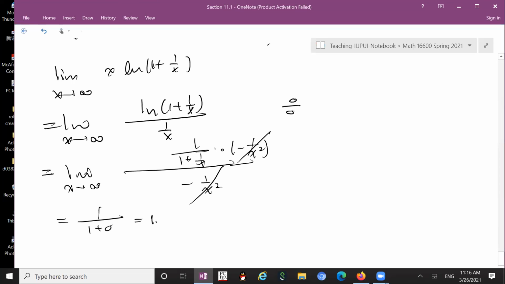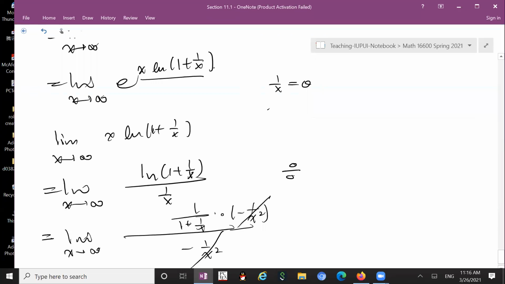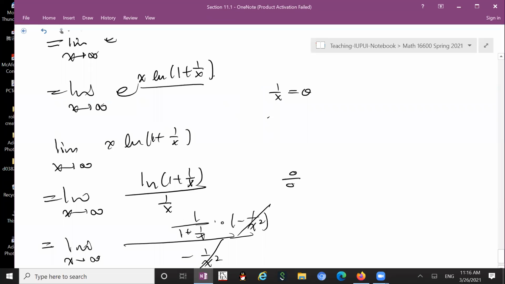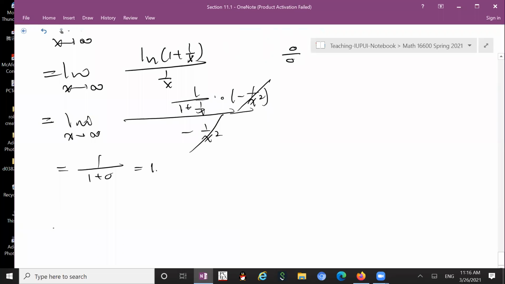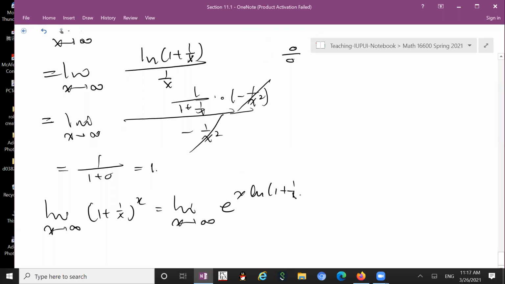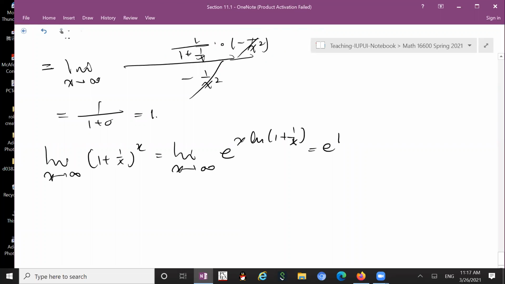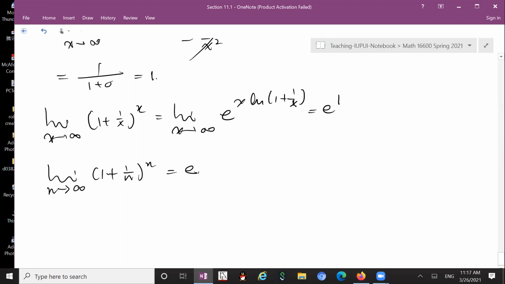All right, so we go back to the above limit. So clearly, the limit is e to the power of the limit of natural log of 1 plus 1 over x over 1 over x, which is e. So in other words, we conclude that in order to estimate the number e, you just choose a sufficiently large n.